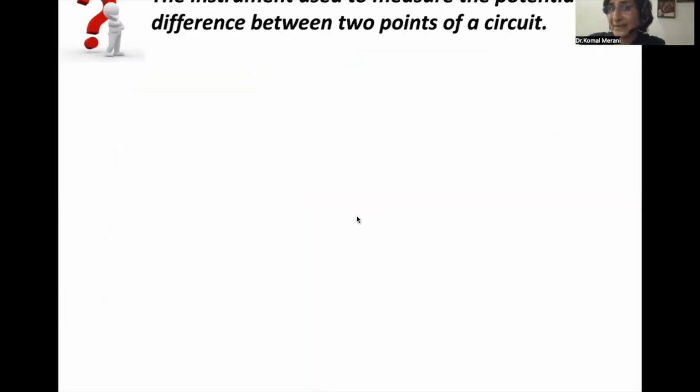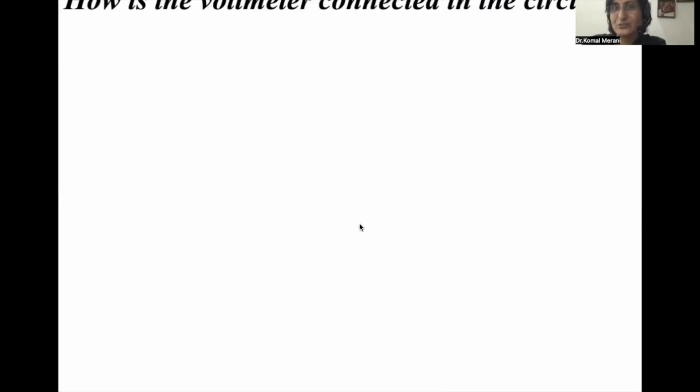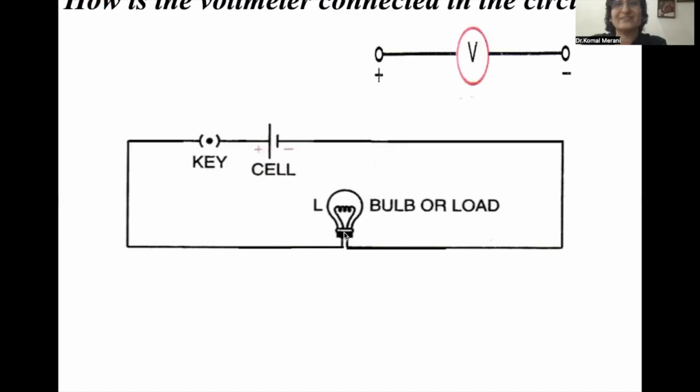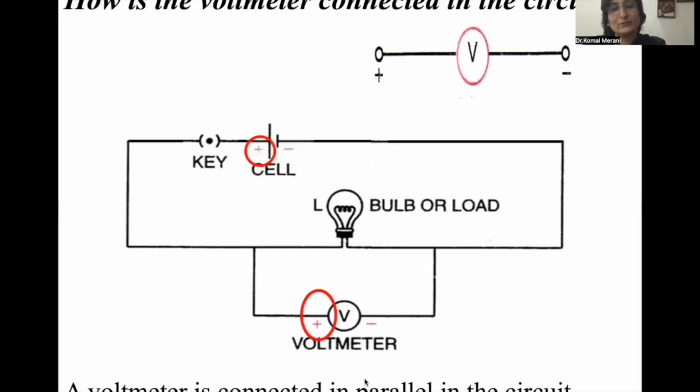Now, do you know the name of this instrument which is used to measure the potential difference? Yes, it's the voltmeter. You connect the voltmeter in the circuit. If you remember, it is connected in the circuit across, in parallel, across the load. And if you see, the positive of the cell and the positive of the voltmeter are on the same side when you draw the electric diagram.